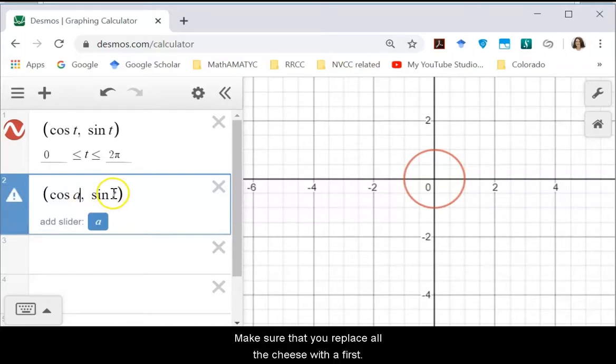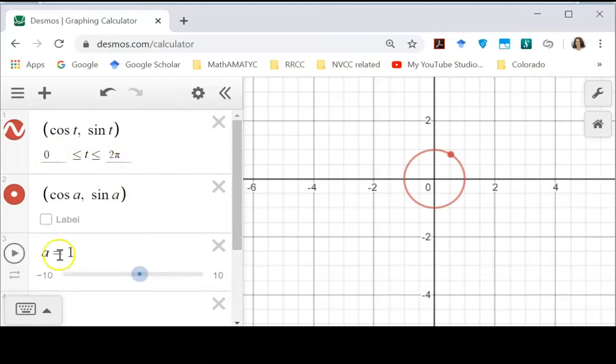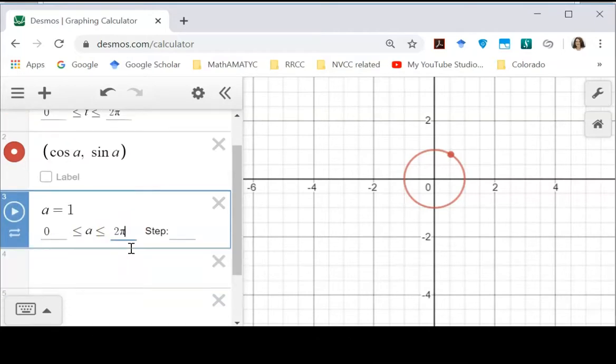Make sure that you replace all the T's with A first, and then after they're replaced, click on Add Slider. If you add the slider in the middle, it may not allow you to change them. You'll notice that it automatically has put the range from -10 to 10, but that is not the range for the parameter t. I'm going to click directly on the -10, which will allow me to change this to 0, and on the upper one I can now change it to 2 pi. Note that I can enter pi by typing pi, the two letters.